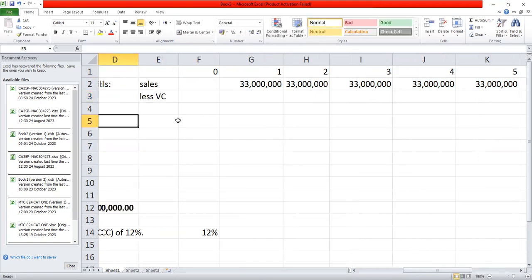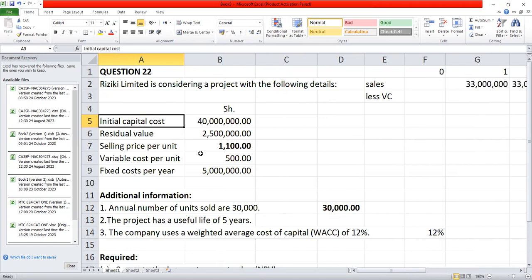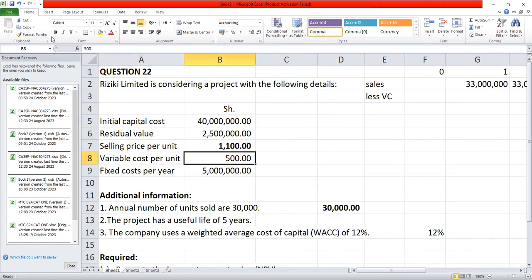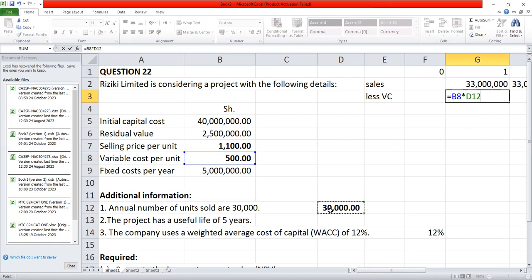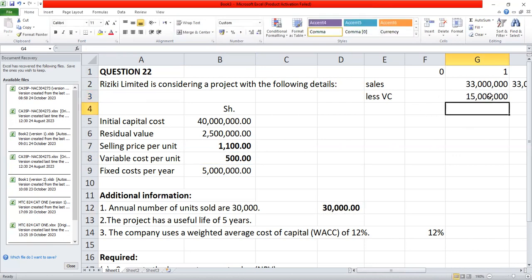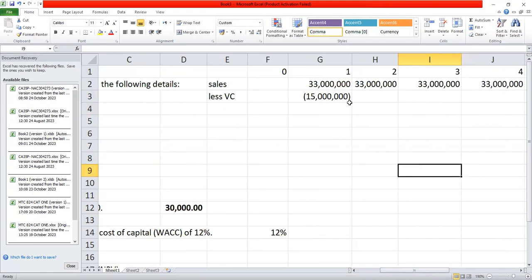Now, we go to the question. We have the variable cost per unit is 500. We are going to use still the same units sold, which is 30,000. So we are going to take this 500, multiply it with 30,000. But remember, this one is minus, so we need to put a negative sign so that we subtract that. You see this coming now in bracket, that's why I formatted the cells.